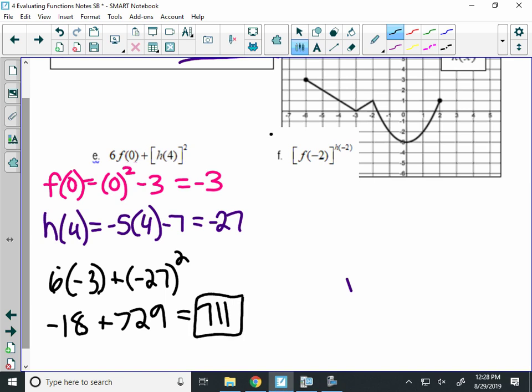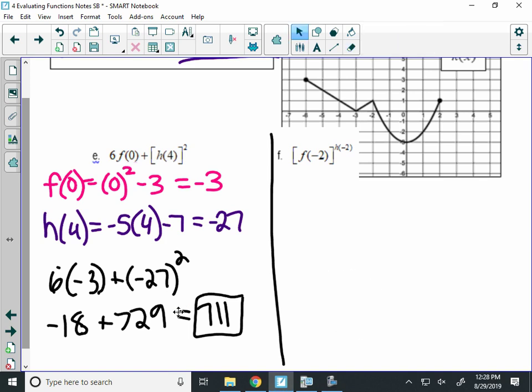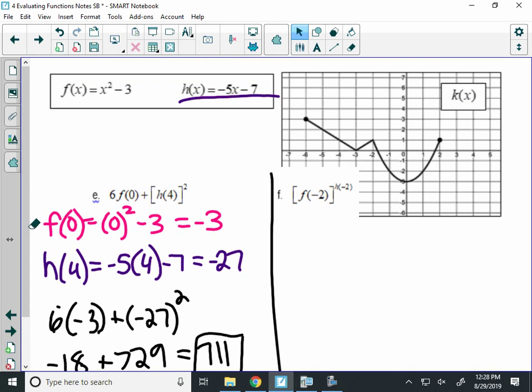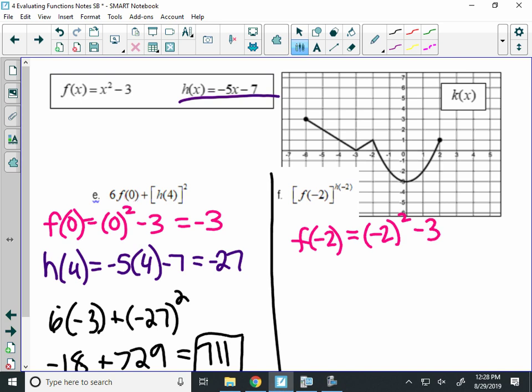Alright, last one on the front. Hopefully none of those are too complicated, hurting your head too much. F of negative 2 to the h of negative 2 power. So let's scroll back up. Let's find f of negative 2 to start. We'll have negative 2 again in parentheses in the quantity squared minus 3. What does that give you as an output? Negative 2 squared minus 3. 1, right? 4 minus 3 is 1.